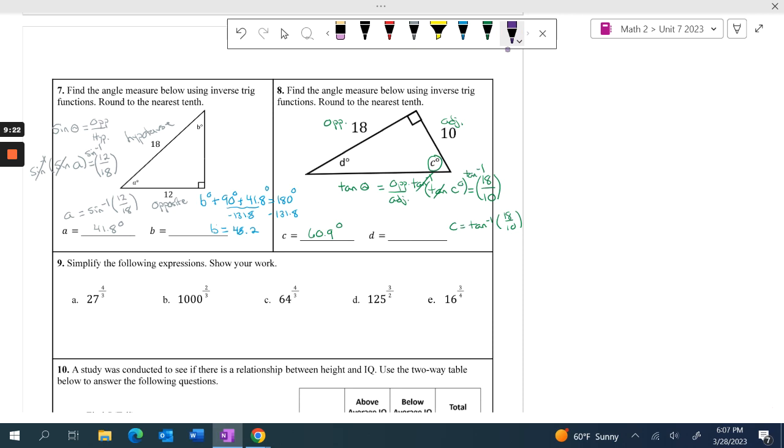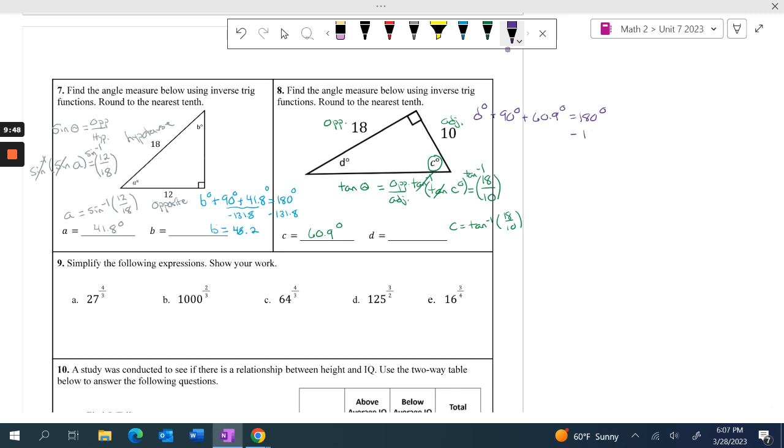Now, to find D is much simpler. I actually don't have to use the trig functions. I can if I want to, but I don't have to. I know that the three angles in a triangle add up to 180 degrees. So that means the D angle plus the given 90-degree angle plus the C angle, which I just found to be 60.9 degrees, those three angles have to add together to equal 180 degrees. And I solve this equation for D.